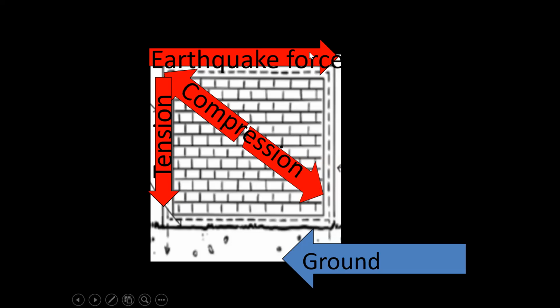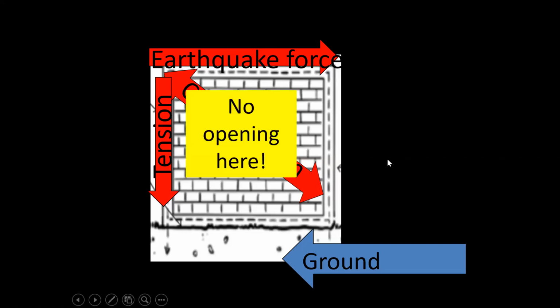So here's your earthquake force. It's resisted by compression in the diagonal, and tension occurs in this practical column. But of course, if you're using confined masonry shear walls, you cannot have big openings. And maybe that would be a reason for using reinforced concrete shear walls, because reinforced concrete is a stronger material, and therefore you could have bigger openings in your walls.